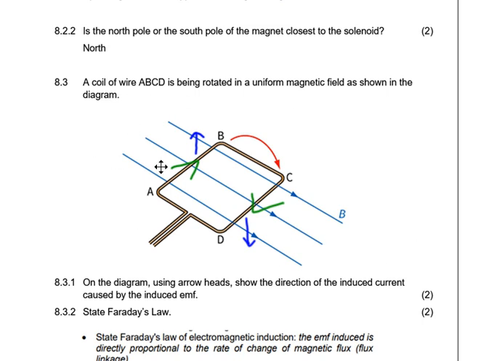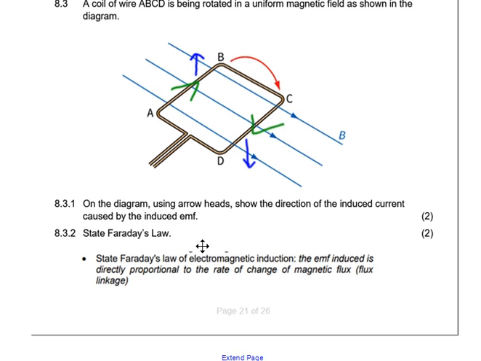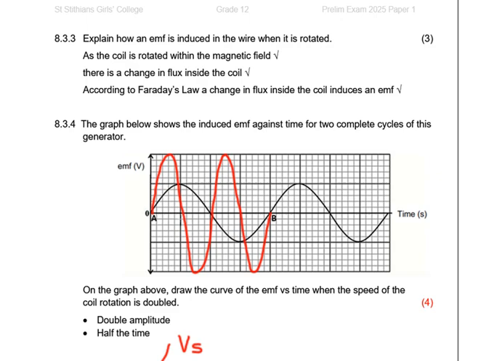And so you had to show the direction of the induced current caused by the induced EMF. Then state Faraday's law. It's the EMF induced is directly proportional to the rate of change of magnetic flux. Then it says, explain how an EMF is induced in the wire when it's rotated.